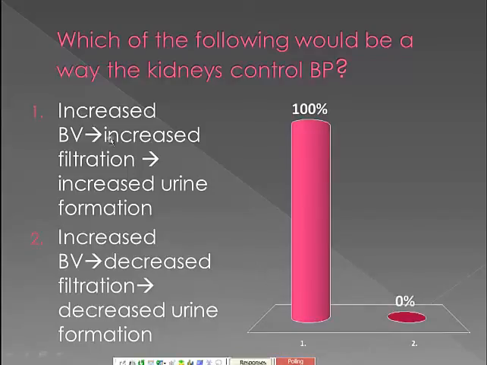Good job. Yes, if you have increased blood volume, you want to get rid of it. So you push it out through urine. So you increase your filtration, and that's how the kidneys help directly, and they cause an increased urine formation. And this is the reason why we want to give people diuretics with high blood pressures. You want to get rid of fluid volume.